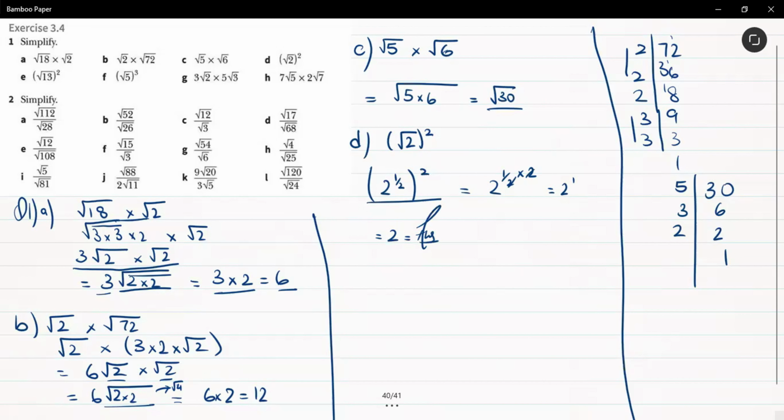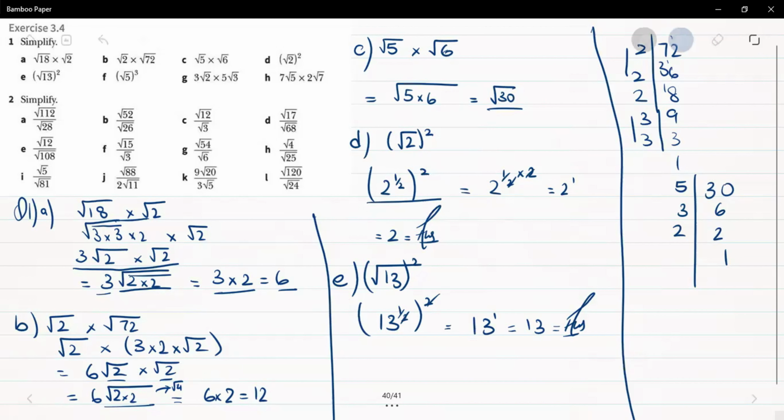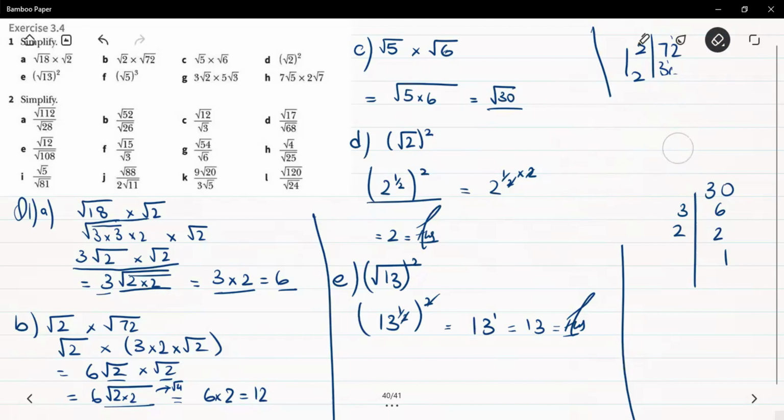Okay, so for part E, we have under root 13 squared. Again, the same thing. What is under root 13? We get 13 raised to the power 1 over 2. And then we square that because it's required in the question. So that would mean 1 over 2 multiplied by 2. Again, cancel them down. We get 13 raised to the power 1, which is equal to 13, which is our answer for part E.